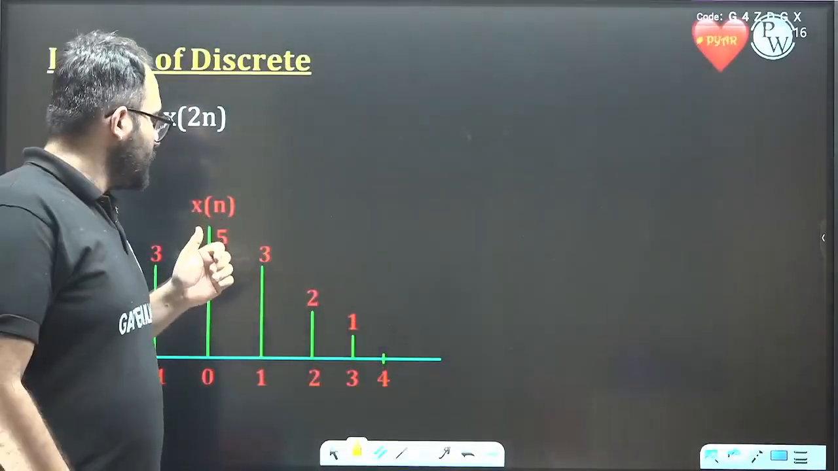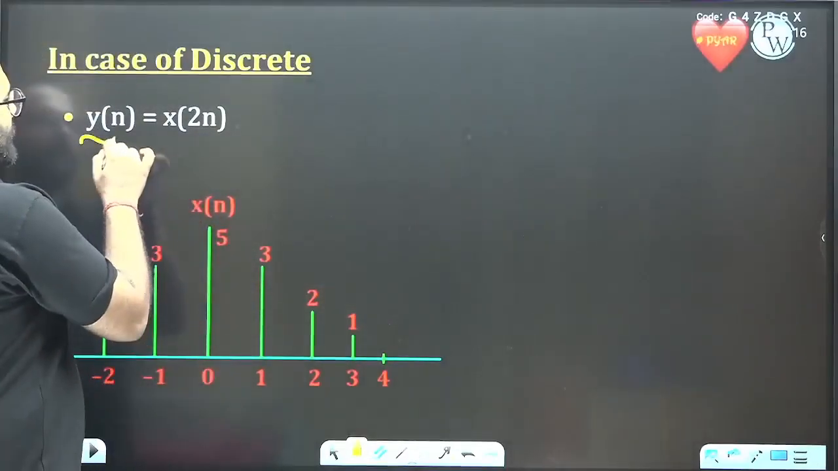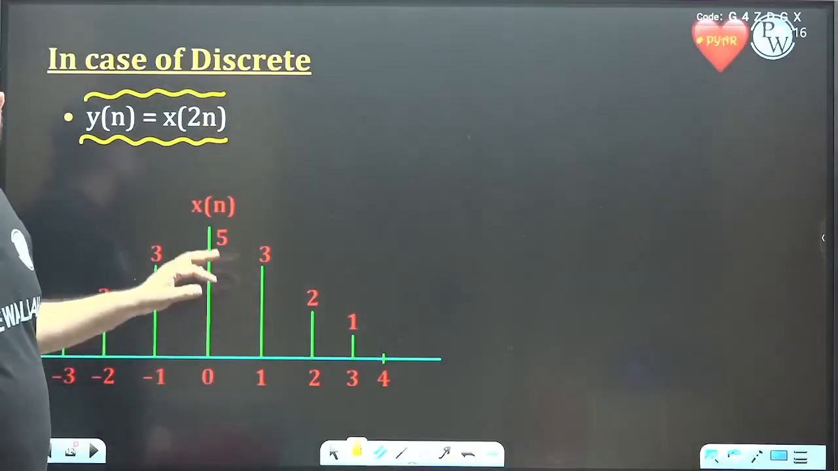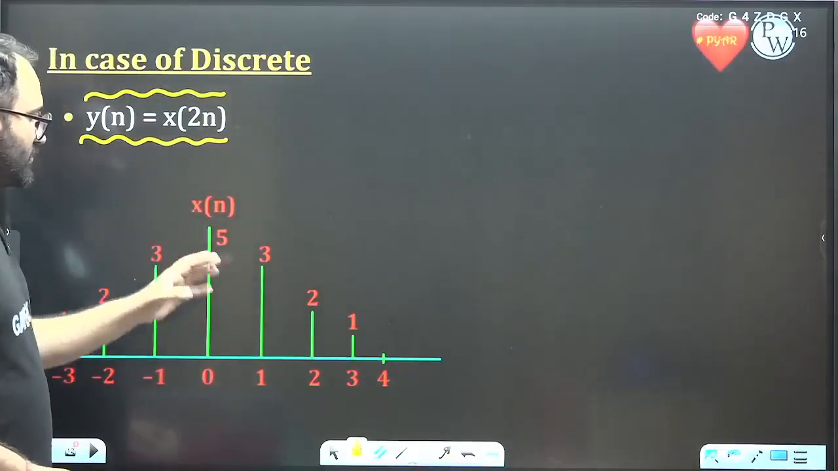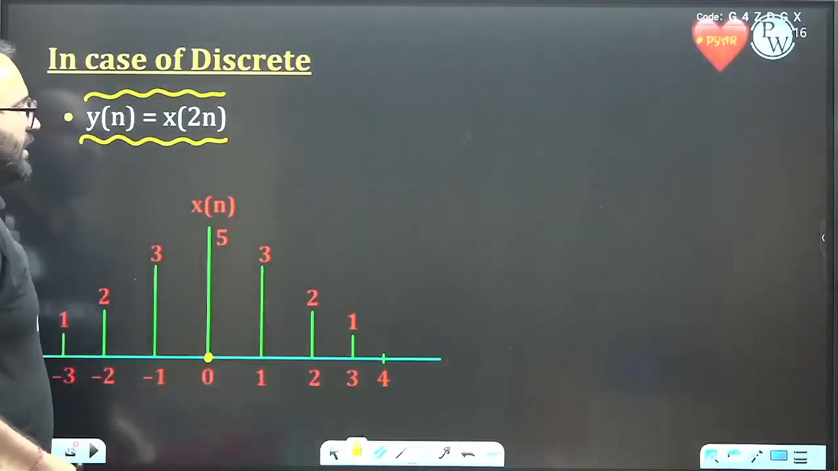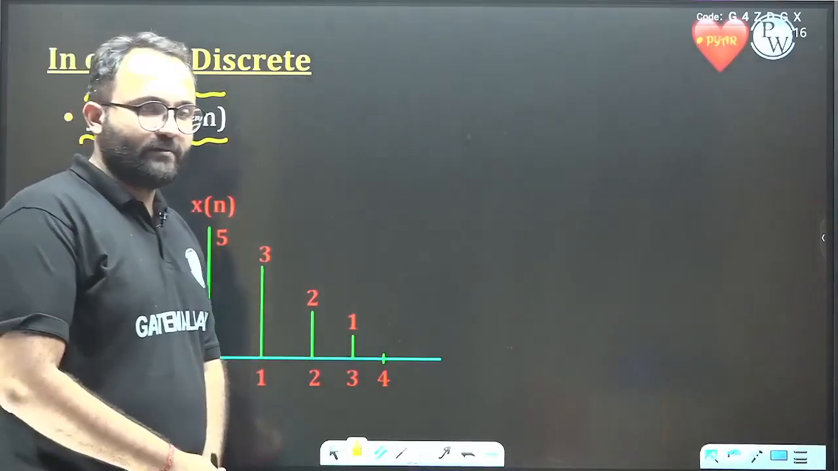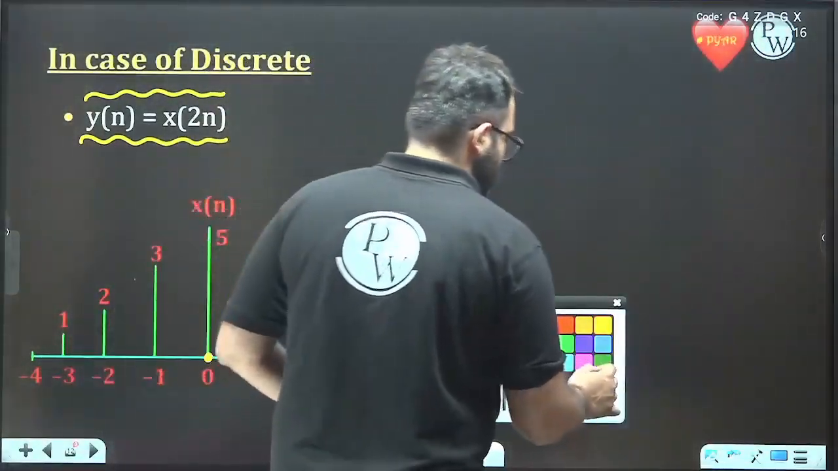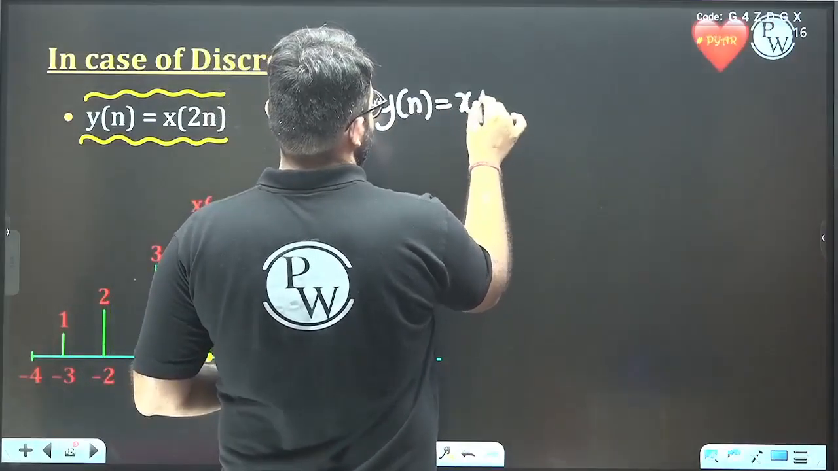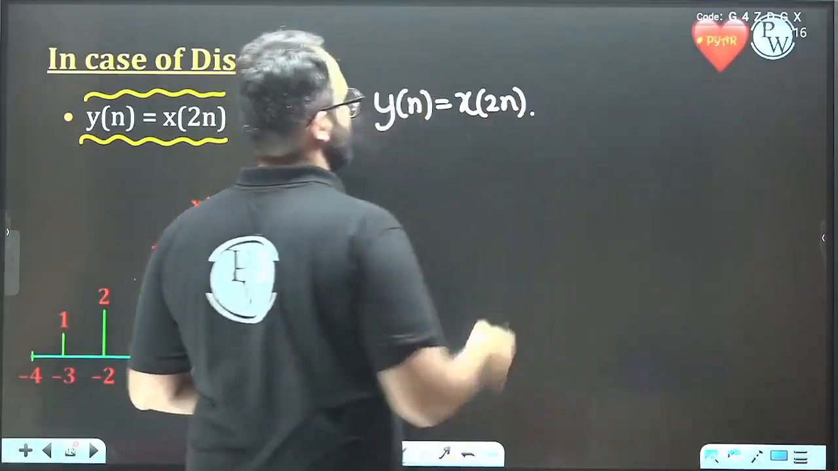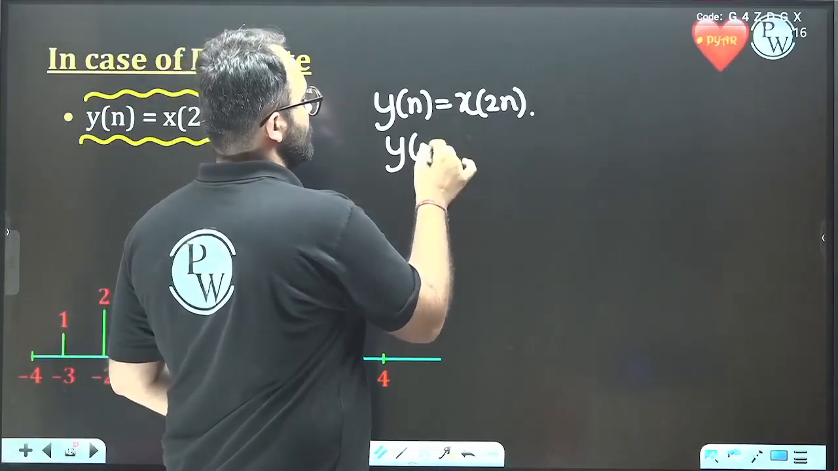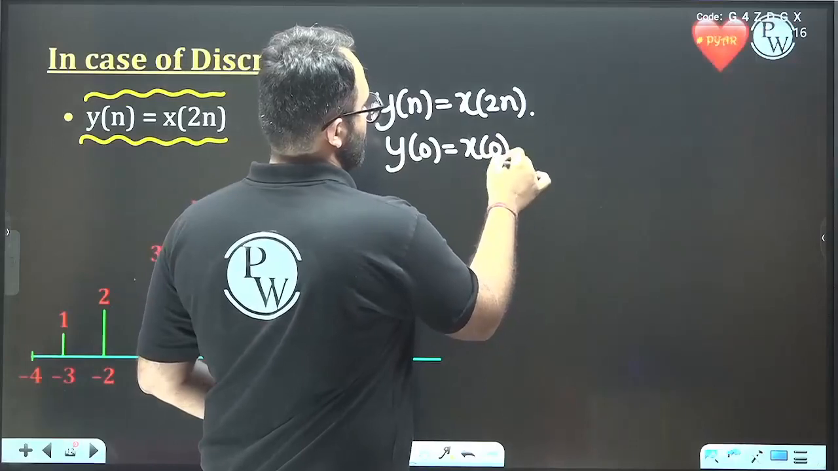Okay. So this is the figure. This is our x(n) given to us: 0, 1, 2, 3, 4. And y(n) is equal to x of 2n. So here we can see that y(0) is equal to x(0). There is no shifting.